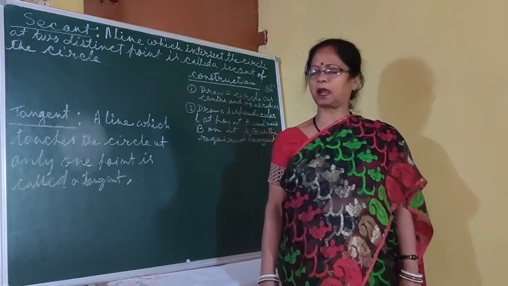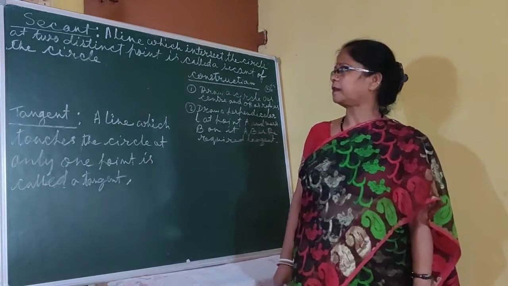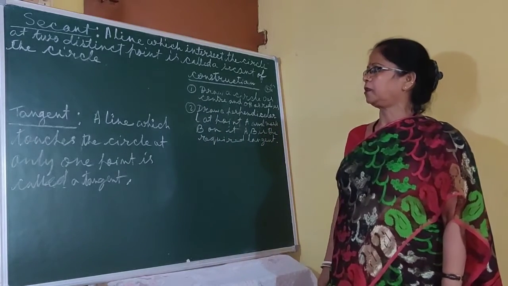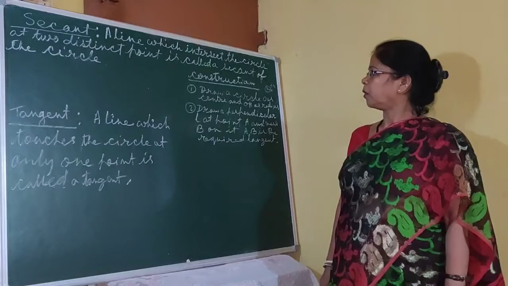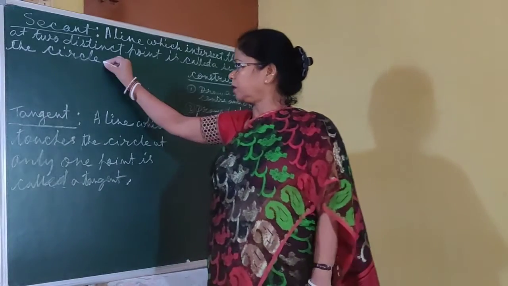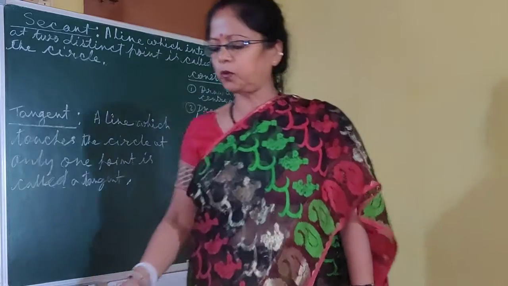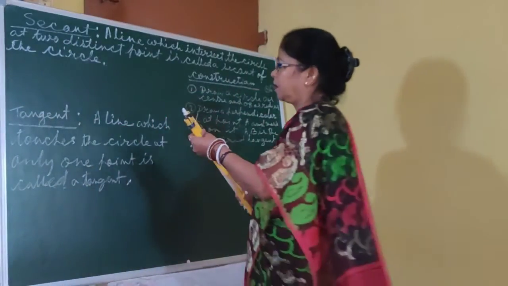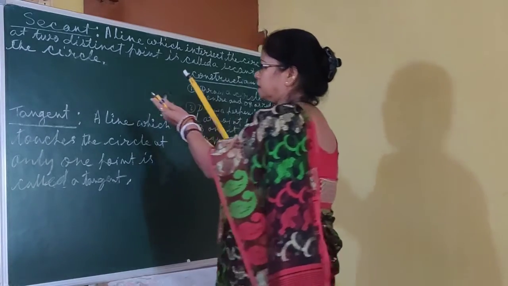It is a geometrical term. So, what is a secant? A line which intersects the circle at two distinct points is called a secant of a circle. It is very important. When you have to prove something in geometry, you have to know the terms. What is the secant? So, draw a circle.